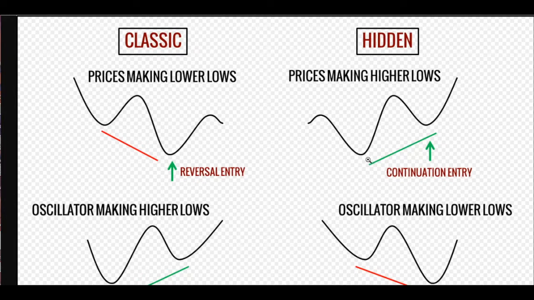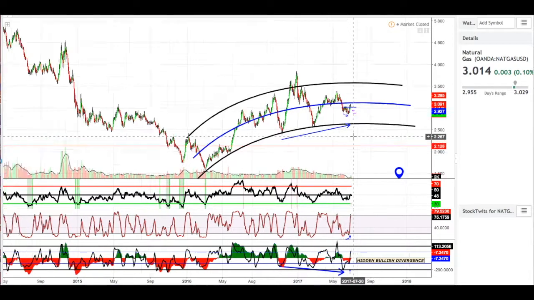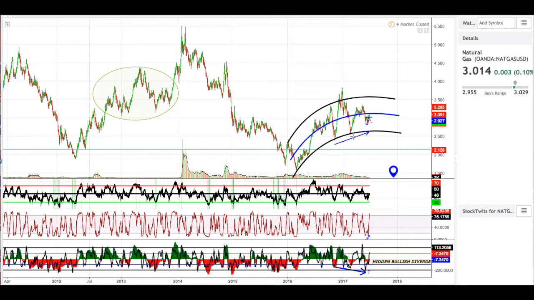goes. One more time, we have a low and then a higher low, and our oscillator makes a low and a lower low. So let's go back to the chart and compare that. We have our oscillator making a low, and then a lower low, and then a lower low again. We have our price making a low, a higher low, and a higher low yet again. So that's one hidden divergence that I'm seeing in the chart, and that is a bullish divergence.